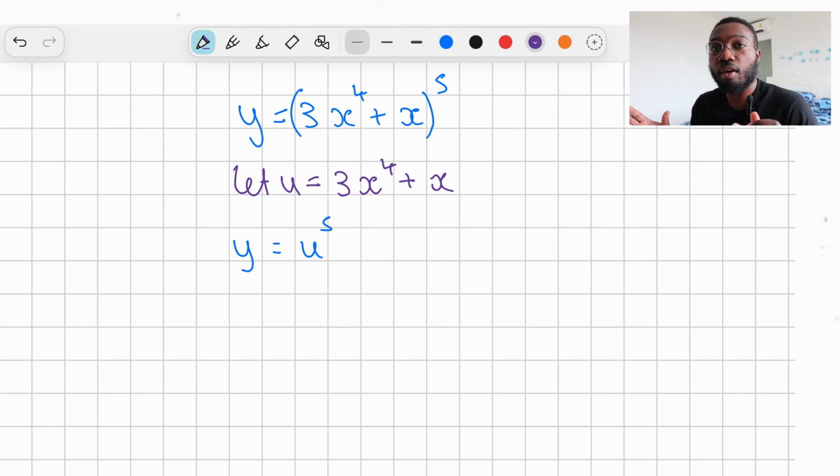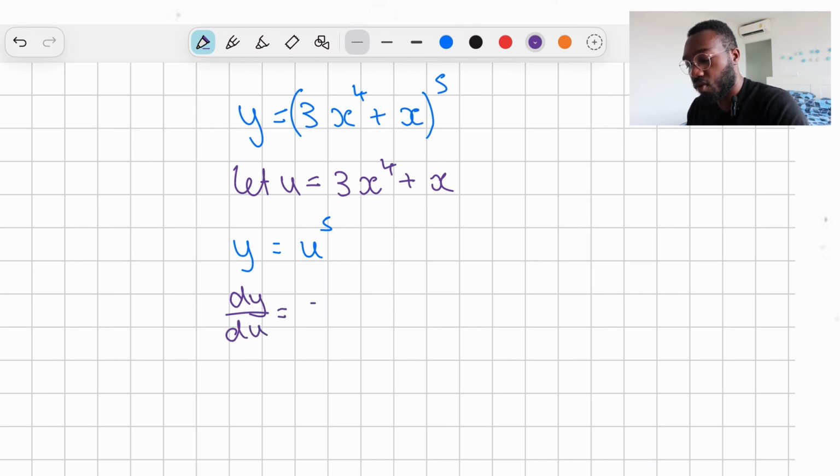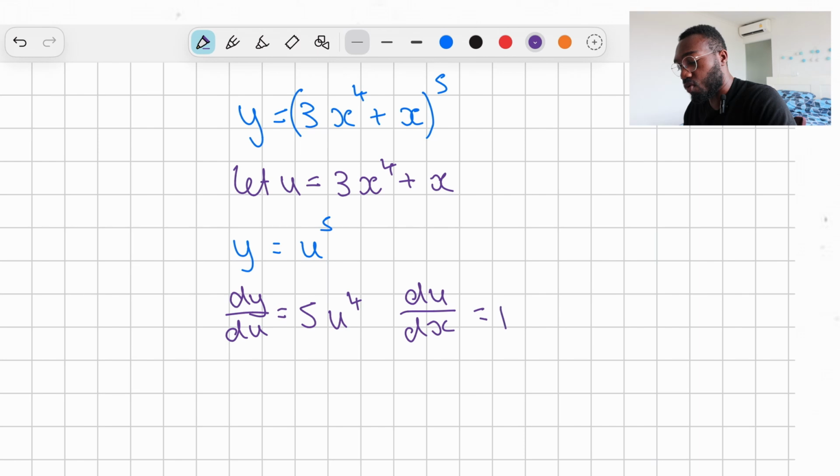If we differentiate this expression with respect to u, we get dy over du is equal to 5u^4, okay? And we can do the same thing with that u expression, where we have u is equal to 3x^4 + x. We can differentiate u with respect to x, and if you were to do that, you would get du over dx equal to 12x^3 + 1, okay?